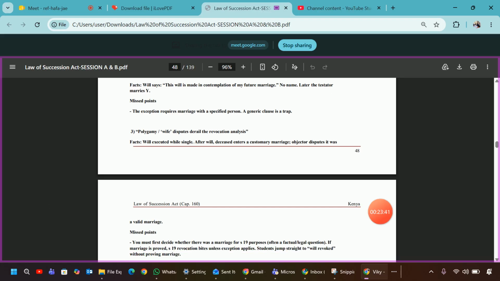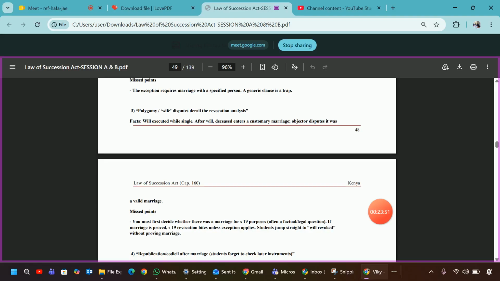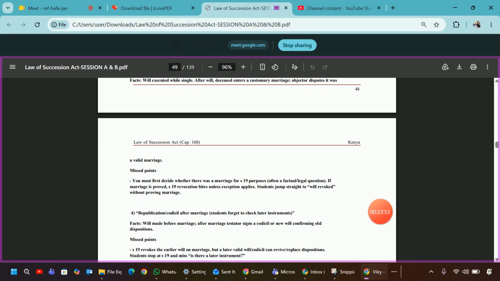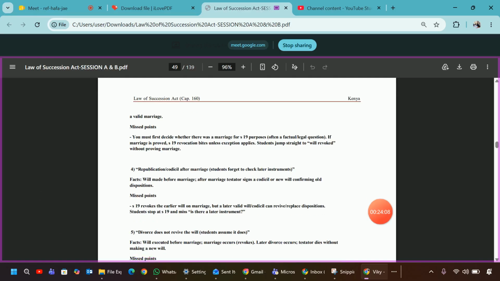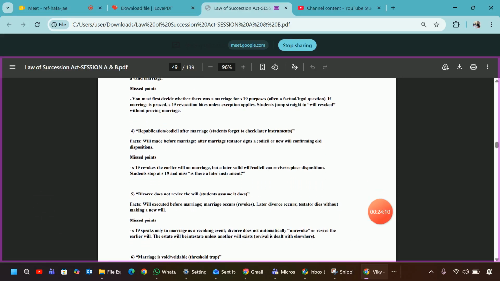Facts. Will is executed while a person is single. After will, the deceased enters a customary marriage and objector disputes it was a valid marriage. Missed points is that you must first decide whether there was a marriage for Section 19 purposes, often a factual or legal question. If marriage is proved, Section 19 revocation bites unless exception applies. Students jump straight to will revoked without proving marriage.